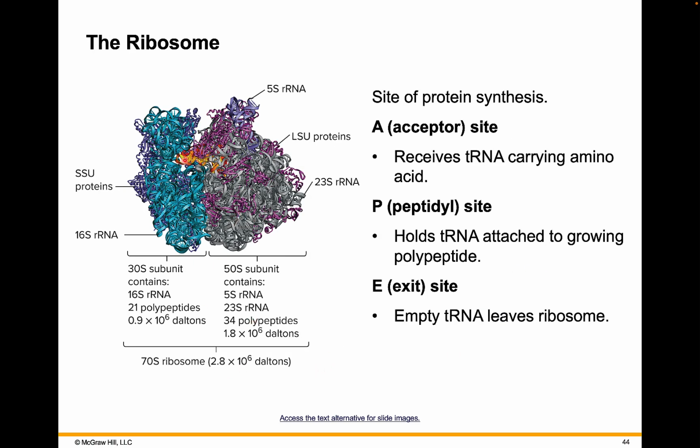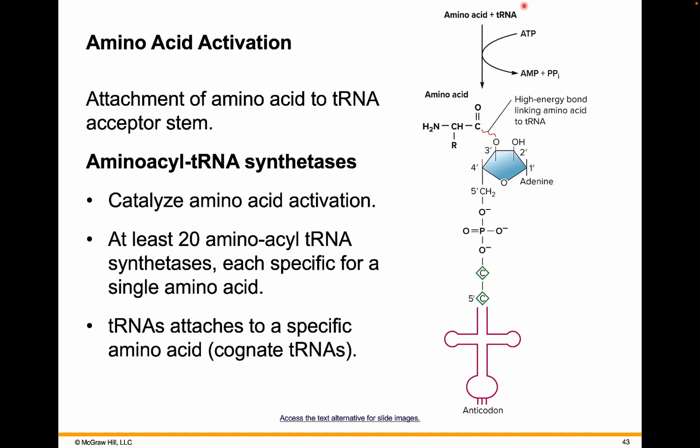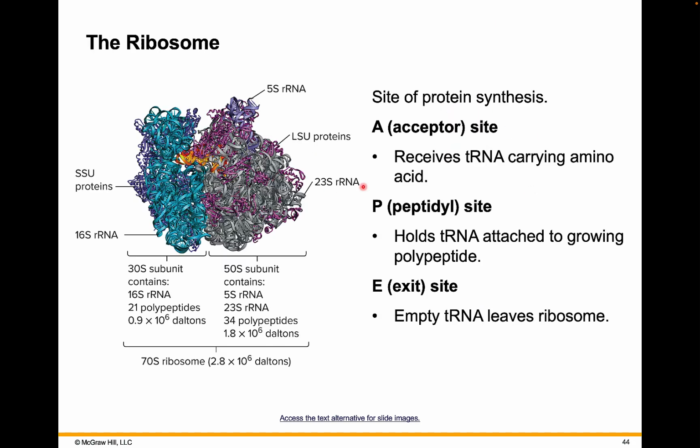So now the ribosome contains three different sites. One we call the acceptor site. Sometimes we also call it the amino acid site because it brings in the amino acid tRNA, and this receives the tRNA carrying the amino acid. This is accepting the tRNA carrying the amino acid.